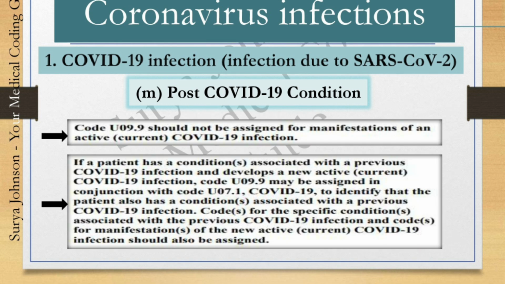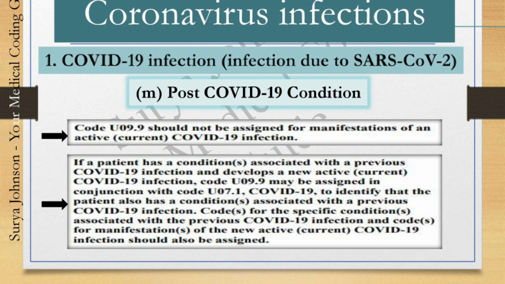But this U09.9 you should not assign for manifestation of an active current COVID-19 infection. So if the patient is having a current infection and there is a manifestation, in this scenario you should not code U09.9. This U09.9 should be applied only for the conditions that are sequelae of the previous COVID-19 result, not because of the current COVID-19.